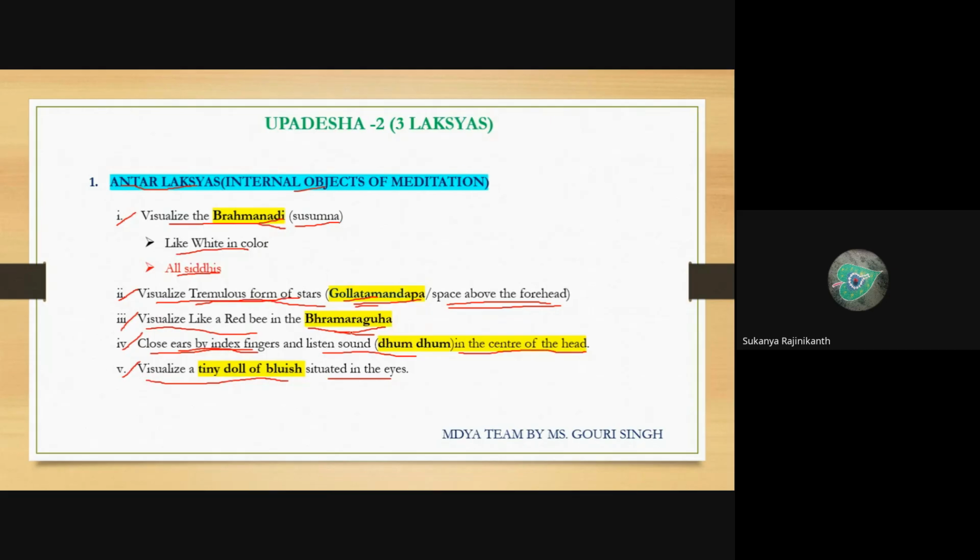At which point do we have to visualize? You have to visualize the red bee in the bee's house. Have you seen a bee house? The color is either a little bit yellowish or white. Yes or no?